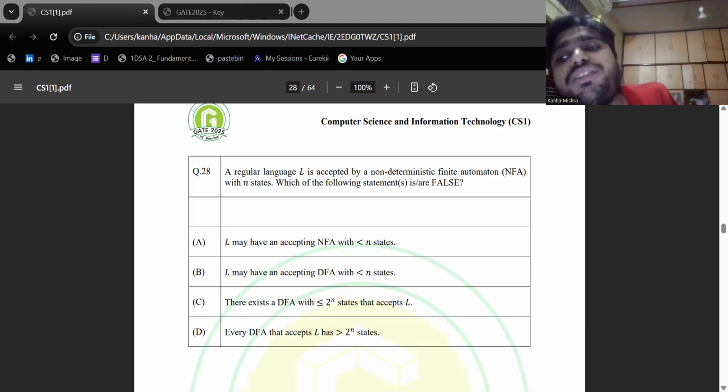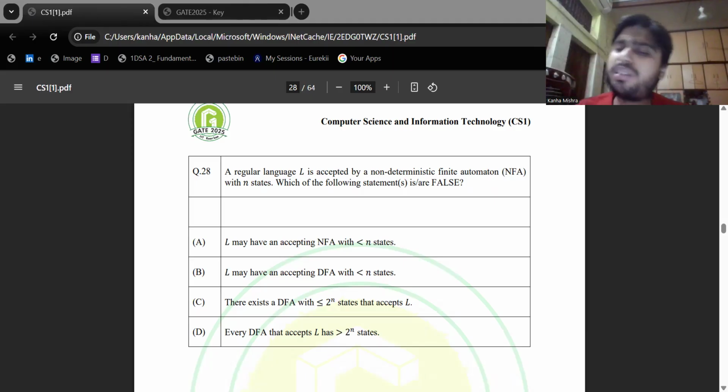Option A: L may be accepted by an NFA with fewer than n states. Is it possible that someone can write a smaller NFA for the same language? Yes, it is possible. This statement is true. It is possible that the NFA has n states and might not be the smallest one. Maybe someone else can design one with fewer states. Possible.